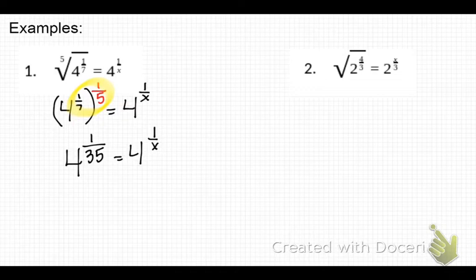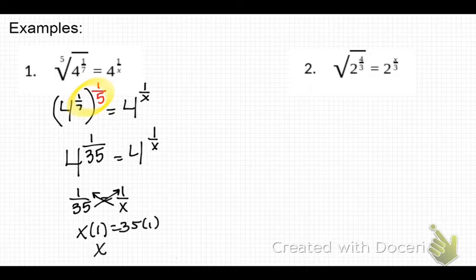Now, once again, my bases are the same, aren't they? So that means I can just rewrite the exponents equal to each other. How can I solve for x? I can cross multiply, so let's try that. I get x times 1 equals 35 times 1. So what does x equal?